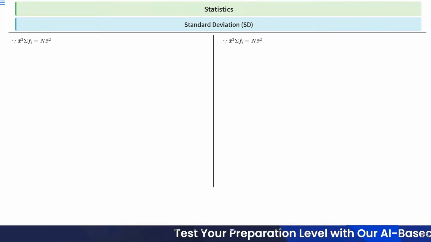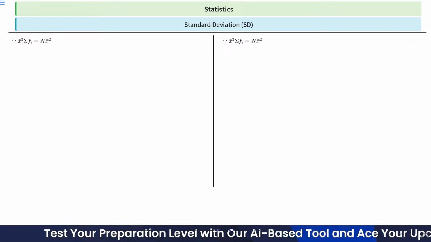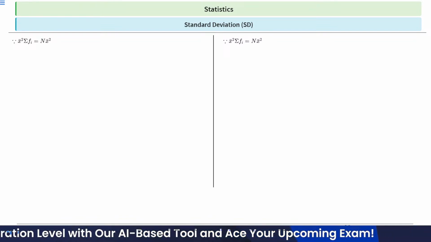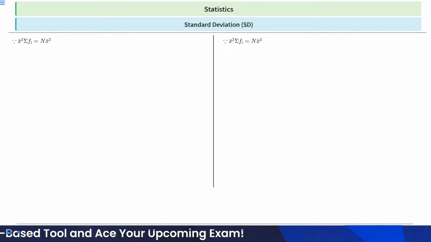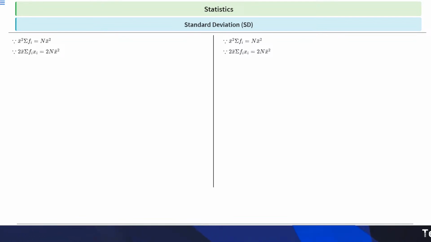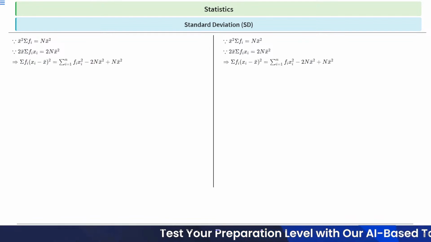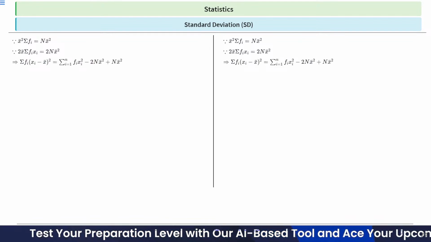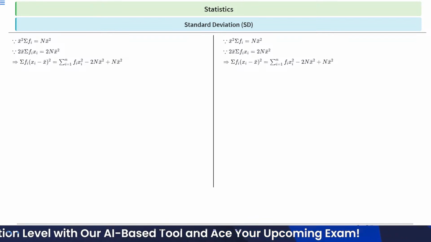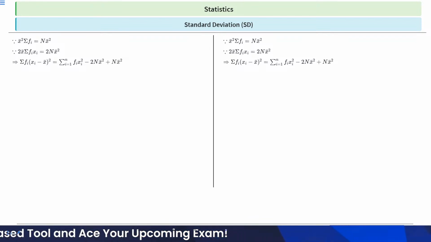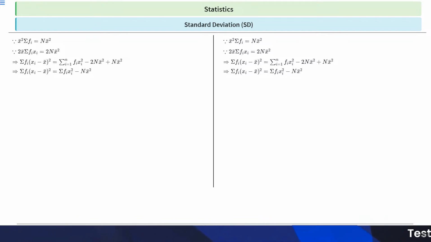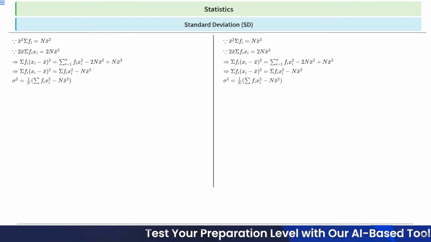Now, in the standard deviation section, summation of x bar square is equal to summation of x bar square, since x bar square into summation of fi is equal to n times x bar square, right? And 2x bar summation of fi xi is equal to 2n x bar square. Therefore, summation of fi into xi minus x bar whole square, i equals 1 to n, is equal to summation of fi xi square minus 2n x bar square plus n x bar square, right? Summation of fi into xi minus x bar whole square is equal to summation of fi xi square minus n times x bar square, right?